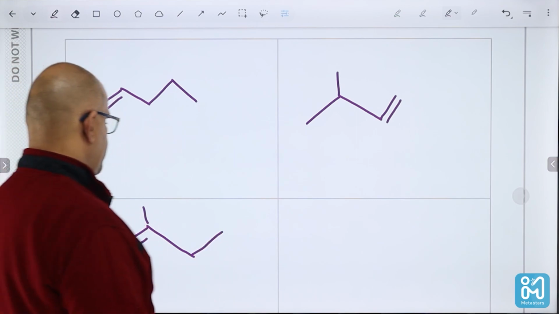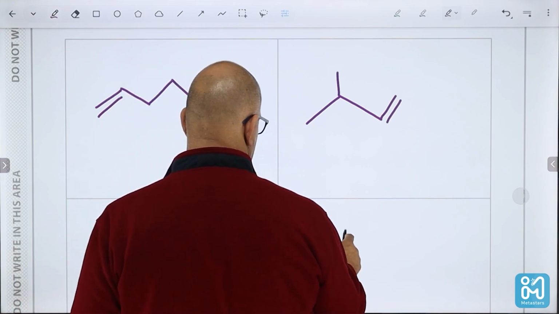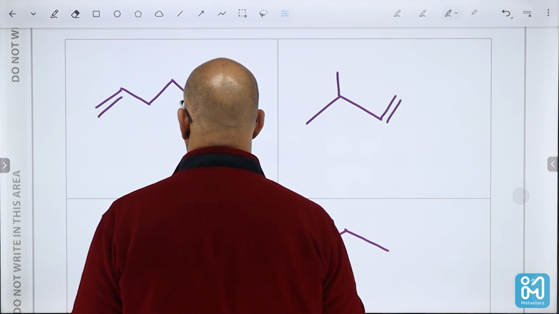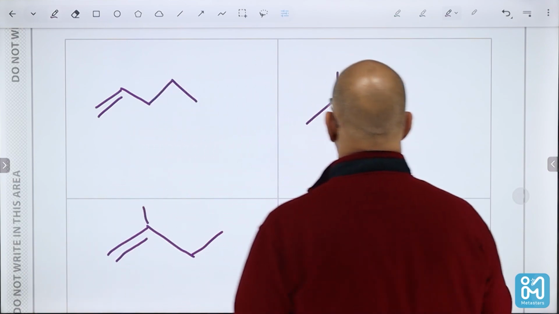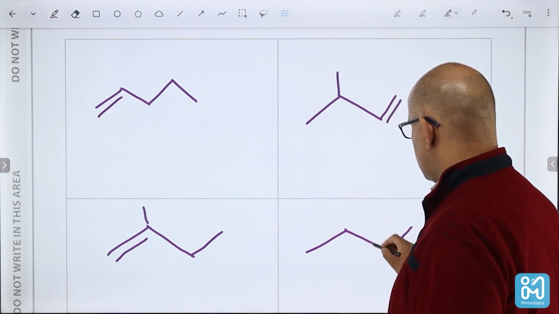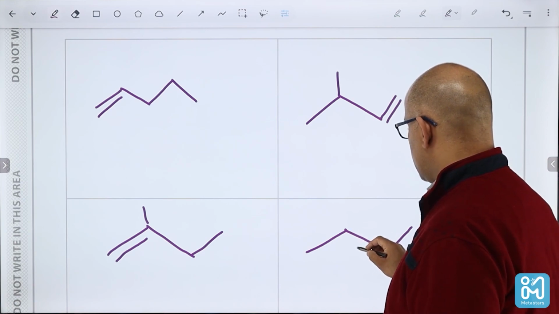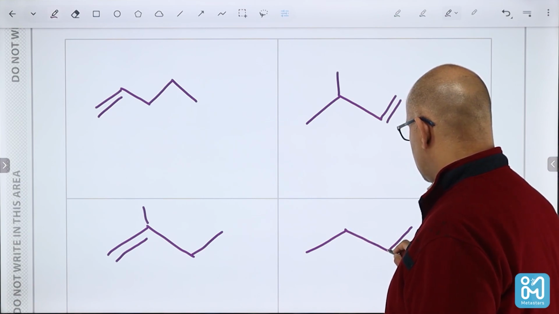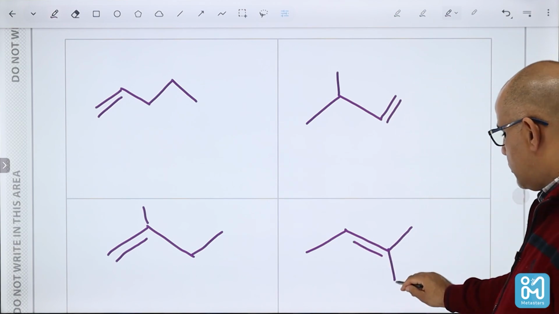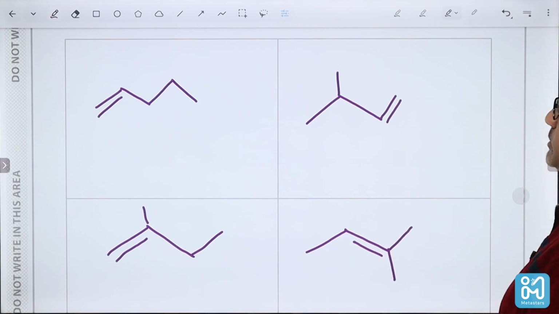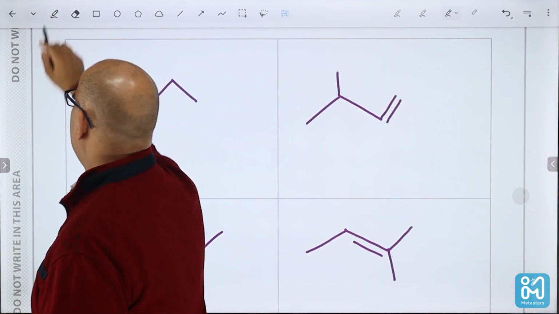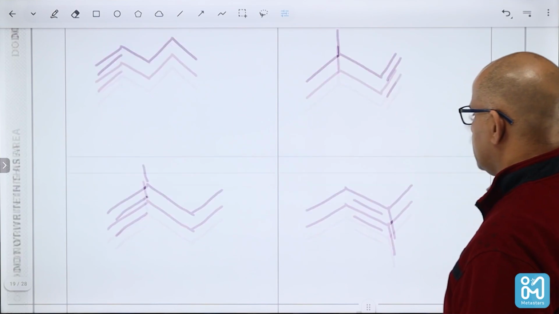And maybe 1, 2, 3, 4. And it is not a geometric isomer. 1, 2, 3, 4, 5. That's it. All these structures are not geometric isomers.